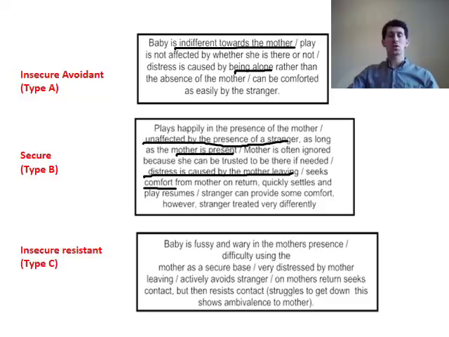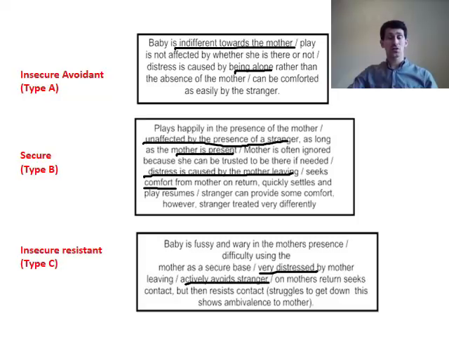Finally, we've got our insecure resistant, and these are a slightly different type of child, and they're quite fussy when the mother's there, and the main factor that makes these ones stand out is that they get exceptionally and very distressed when the mother leaves. They will be crying, there will be snot everywhere, they'll be screaming, they will show high levels of distress when the mother leaves.